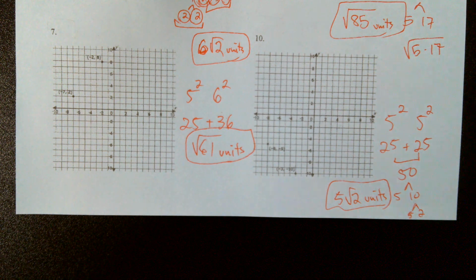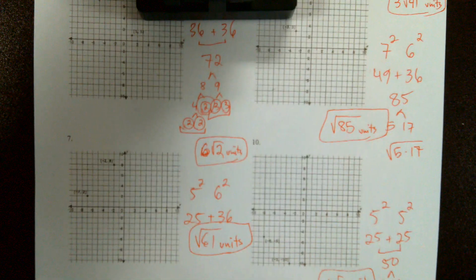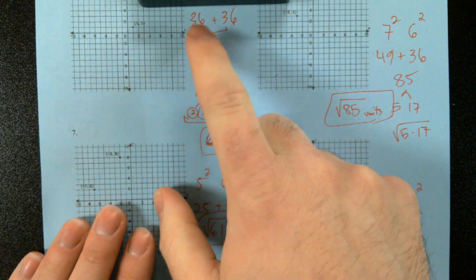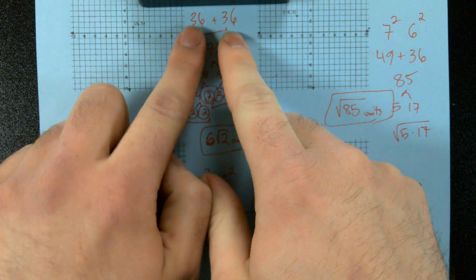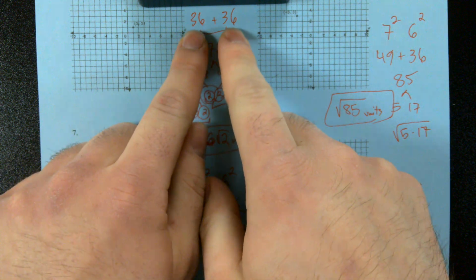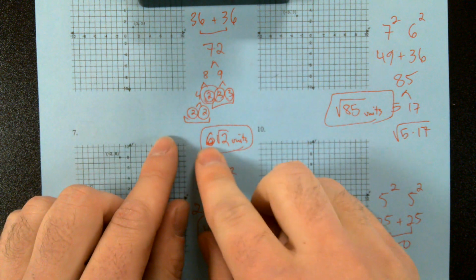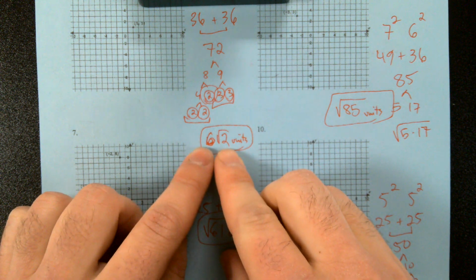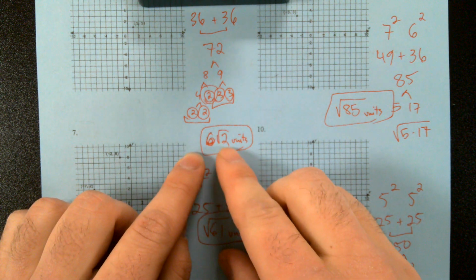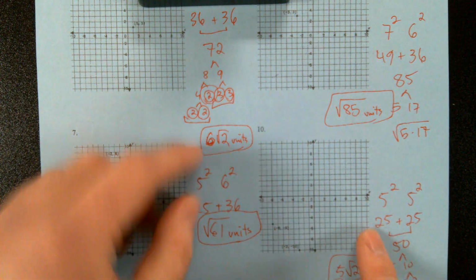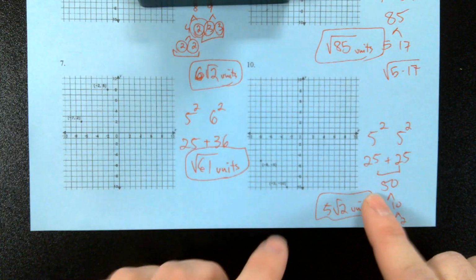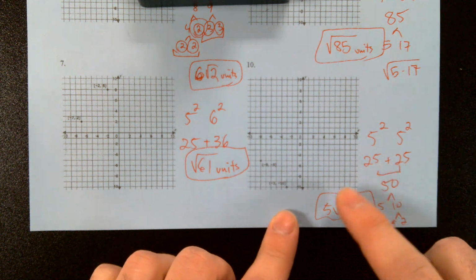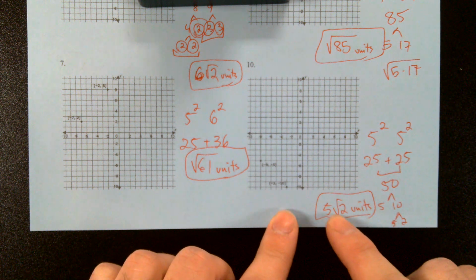Here's something interesting I want to point out real quick. If we take a look at number 6 and number 10, right? Number 6, we had 36 and 36 as our 2 numbers, right? And that gave us an answer of 6 root 2. So that root of our perfect square on the outside with a 2 left over on the inside. Down here on number 10, we had a similar situation. We had 25 and 25, right? And that gave us 5 root 2 units.